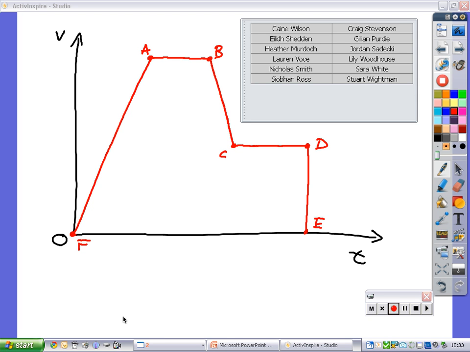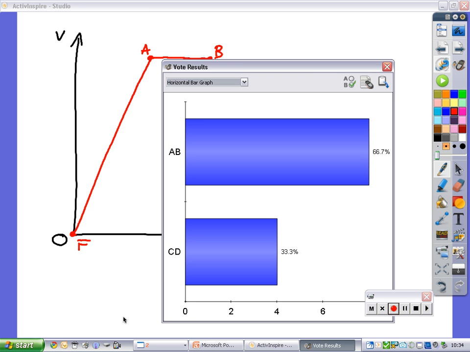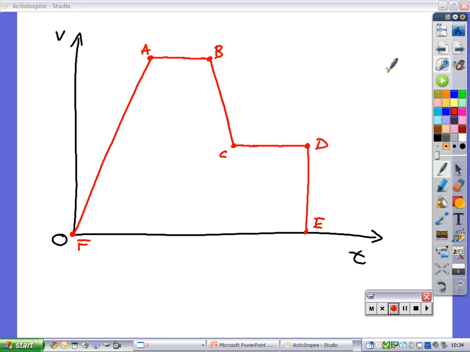Between which 2 points is the object moving at a constant speed? Oh, there's 2. You pick one. Pick one pair. You can only pick one. I only want you to pick one pair, Lily. A, B, or C and D. Good. That's fine. Right. I'm going to put some labels onto this with numbers.